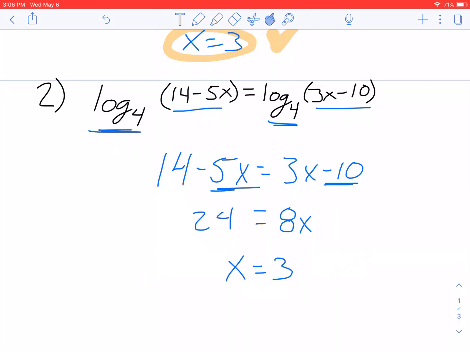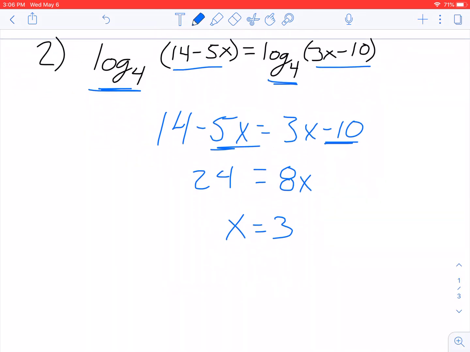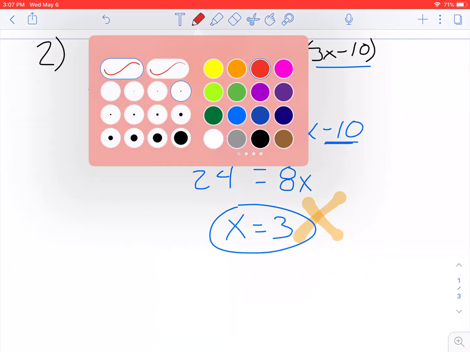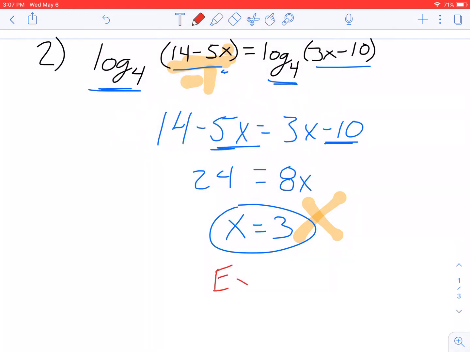So what I'm going to do is I'm going to go ahead and again substitute this value of 3 in for the x. But look what happens in this case. When I substitute 3 in for the x, 5 times 3 is 15, and 14 minus 15 is a negative 1. So since what I'm evaluating the logarithm of is equal to a negative, this x equals 3 does not satisfy the original equation. Therefore, we're going to actually label this an extraneous solution.